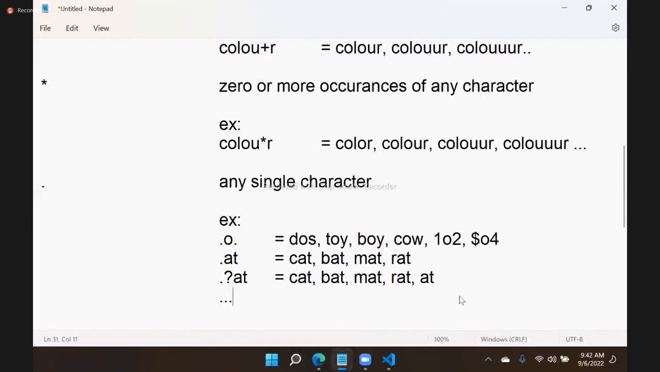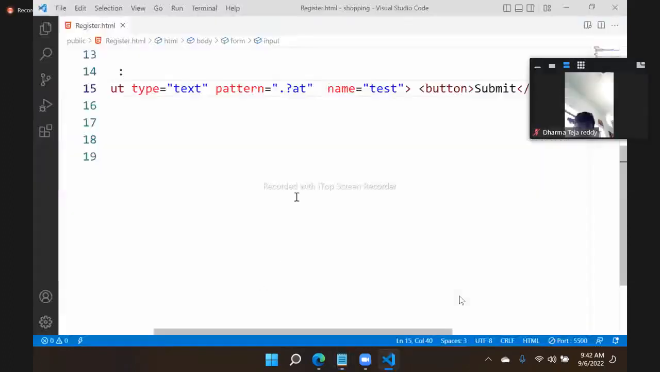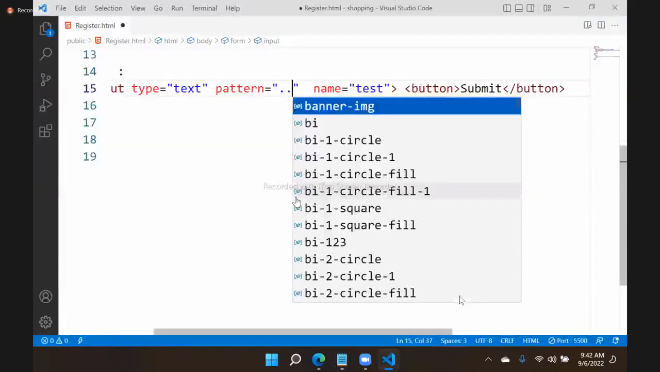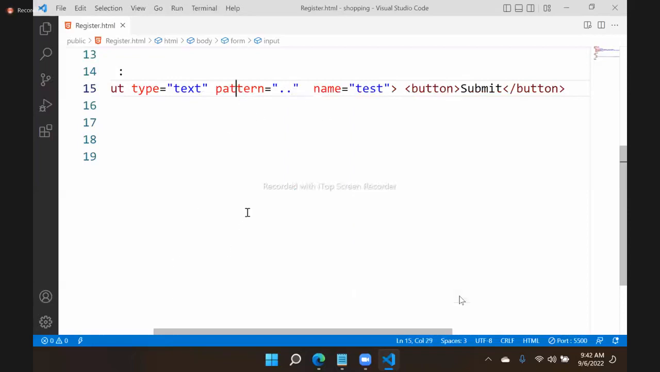You can write like this. Suppose dot, dot, T. That means the total length is how many? 4, and the last must be T. Anything you can give before. It's not that you have to use dot before and dot after. You can use 1 dot or multiple dots. Every dot represents a character. Suppose here I am writing dot dot. What does this mean? Dot dot represents any 2 characters.